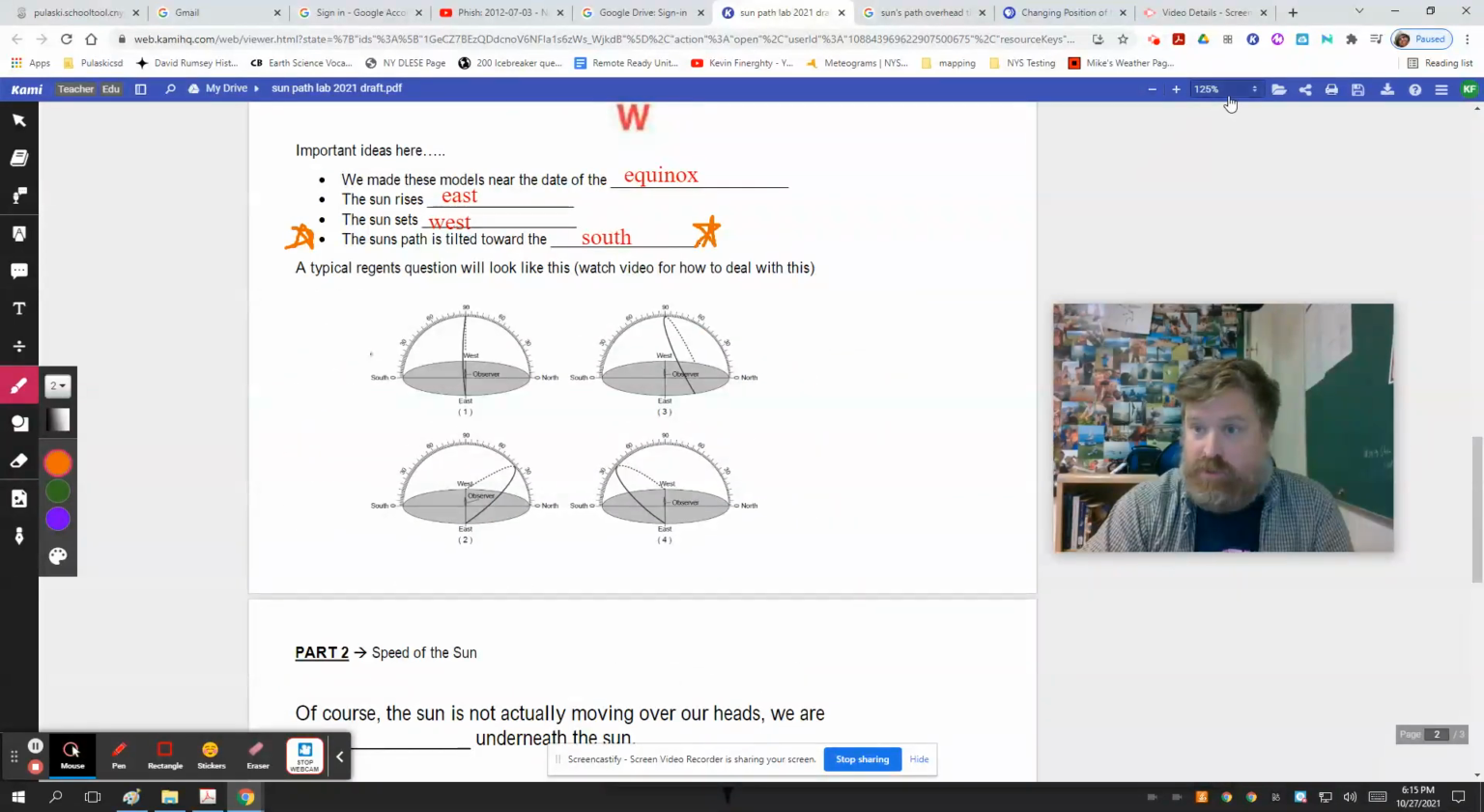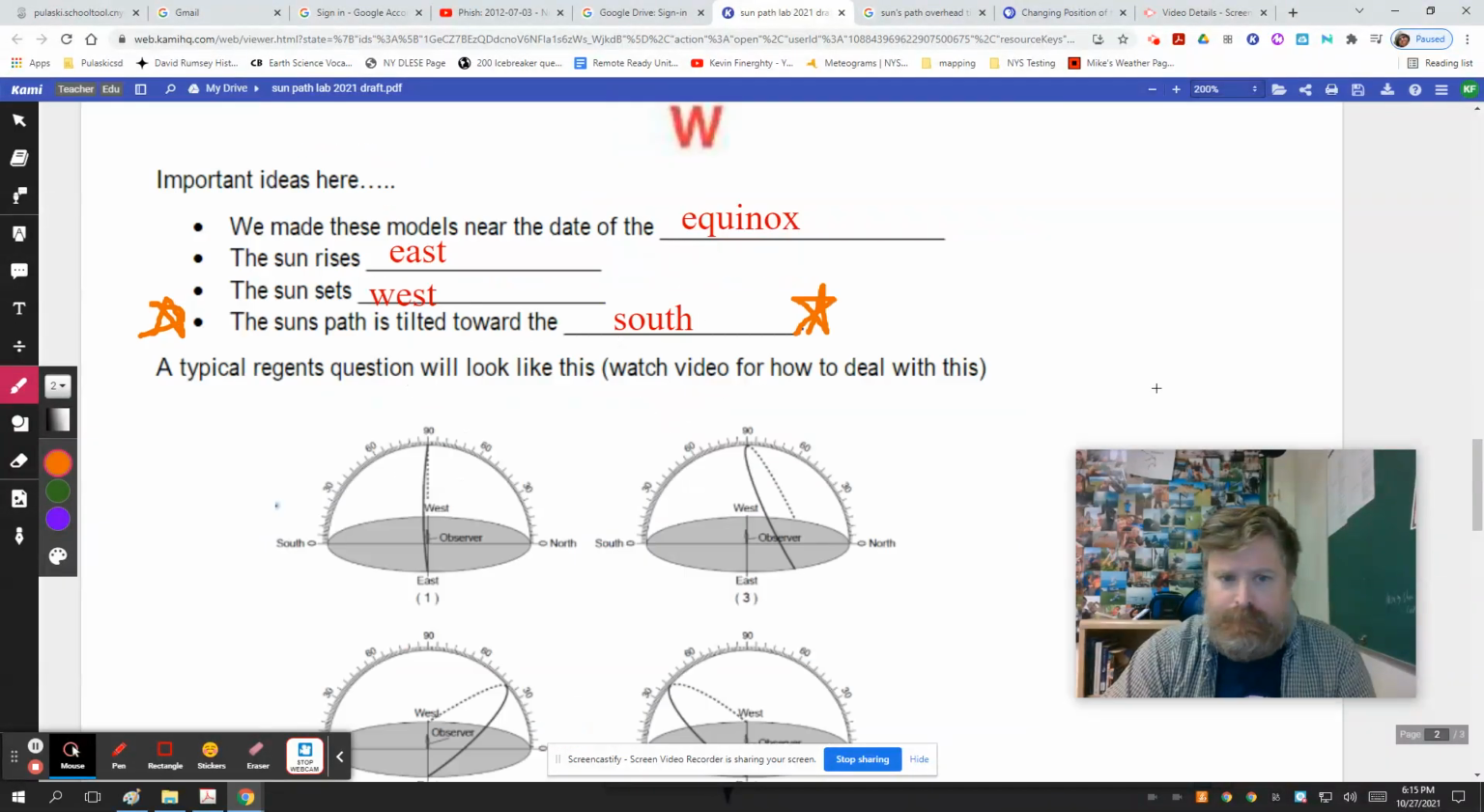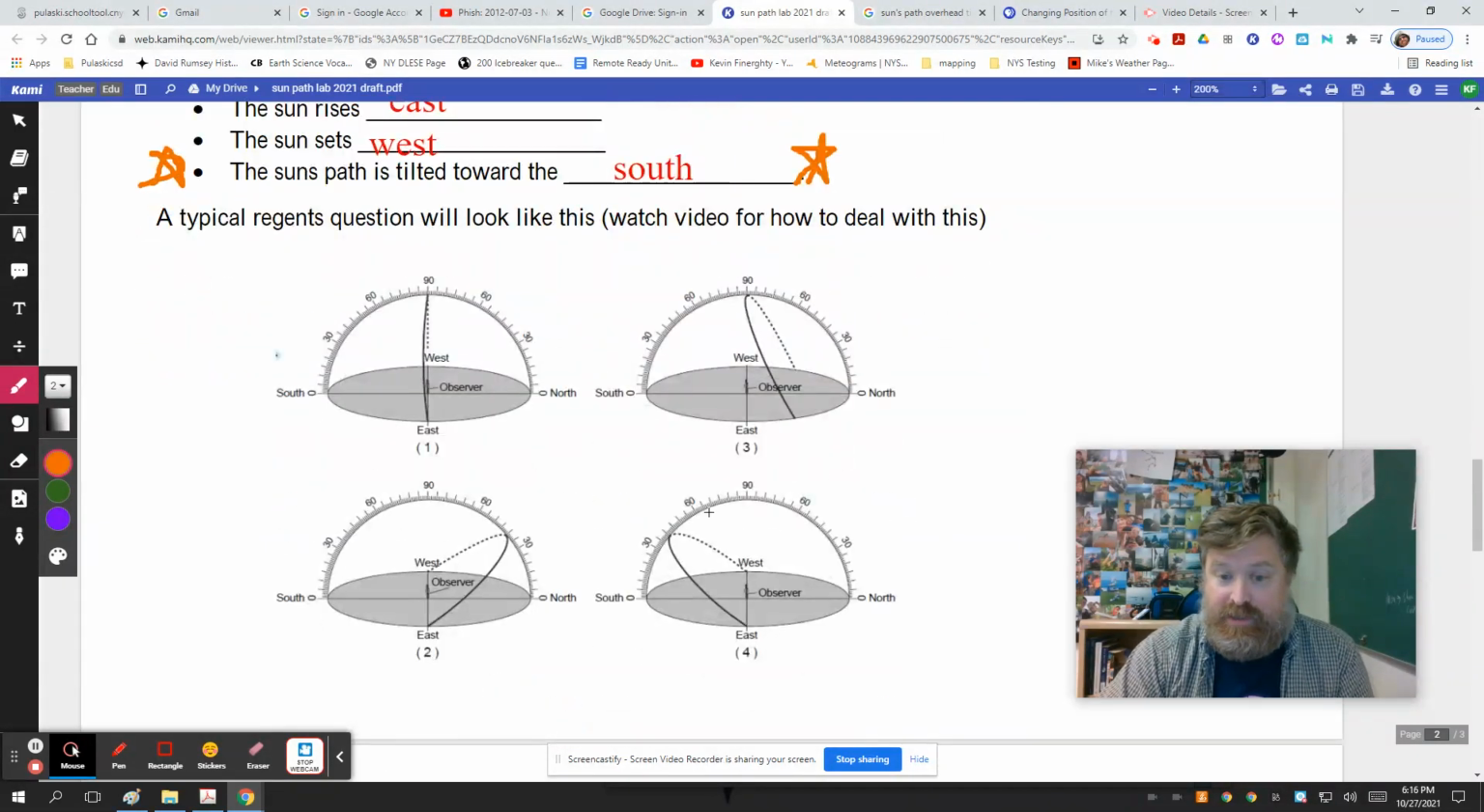So, a typical regions question, and I'll blow this up a little bit, we'll have options like this. And look, they're going to switch the north and south, so you can't just memorize. You've got to look and see the compass directions. You got to pay attention to what day they're asking about. You have to pay attention to where on Earth they're asking about. They can fairly ask, what is it like at the poles? What is it like where we live?